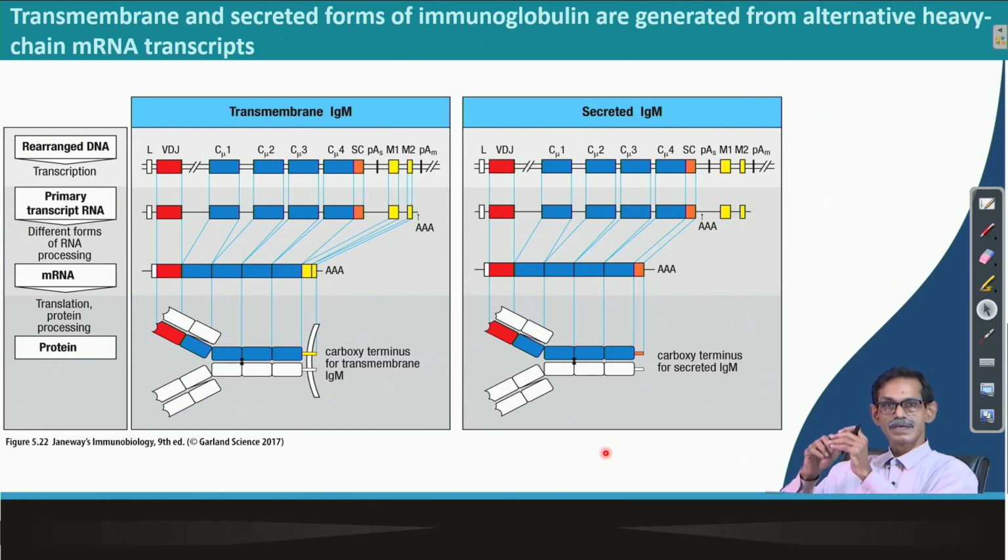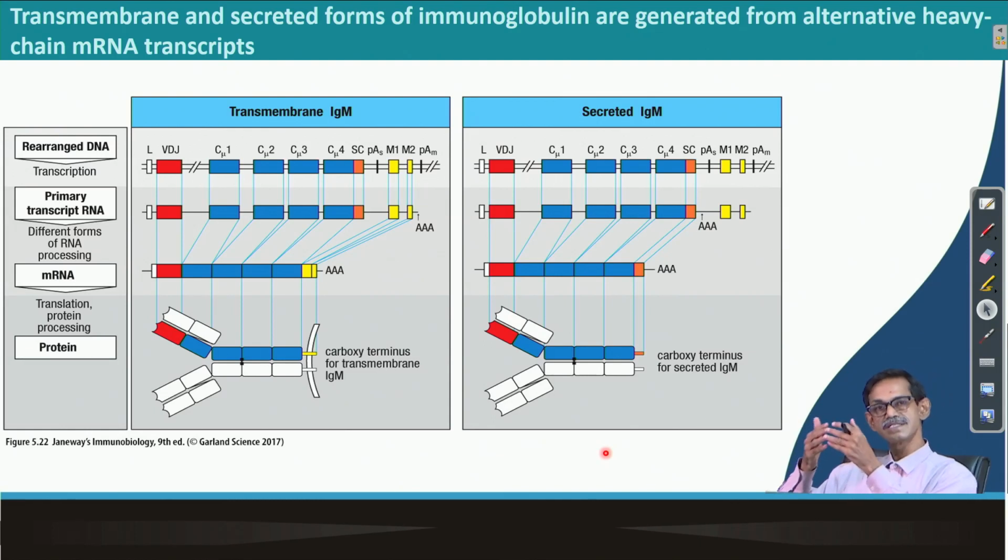I have told you several times that this receptor molecule is synthesized as a secretory protein upon activation. The same receptor molecule is secreted as an antibody molecule upon activation of the B cell. How does this happen? Because the receptor has a transmembrane domain and the secreted antibody does not have that transmembrane domain, otherwise it cannot be secreted.